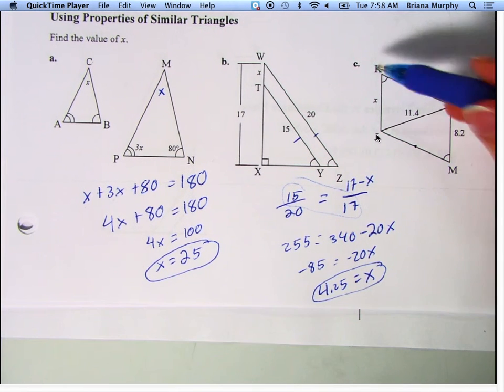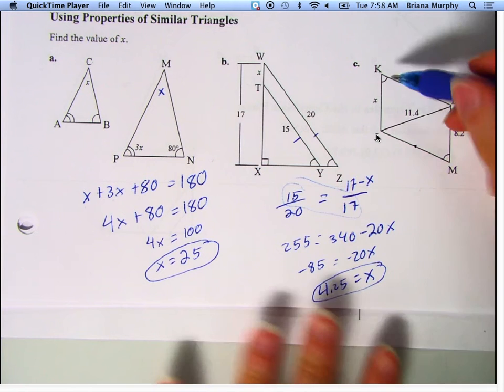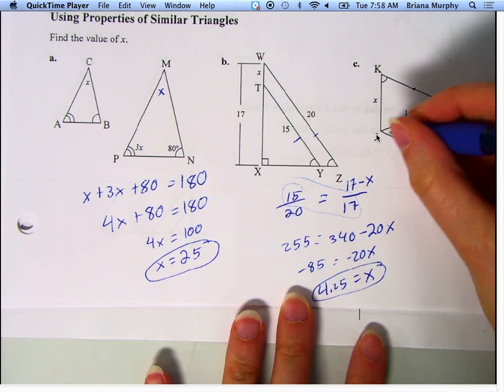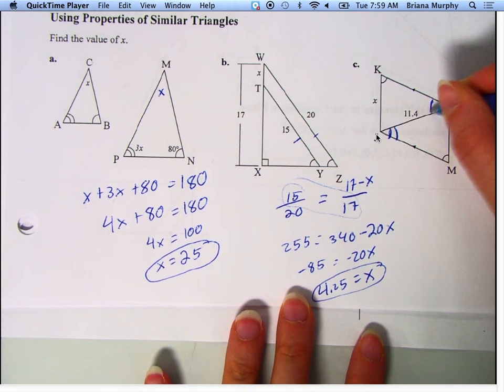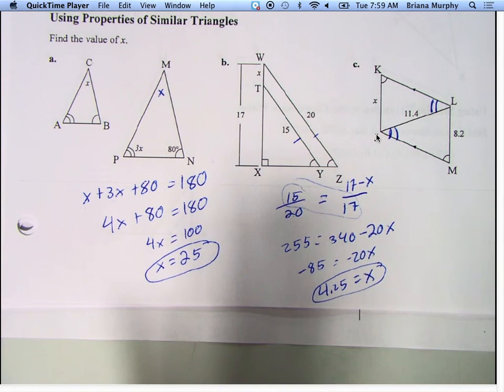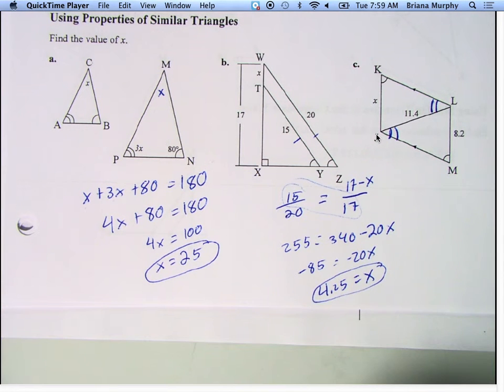We've got K and M are congruent. This is saying that these are parallel. So remember, we also have these angles are congruent. Okay, so first of all, we know they're similar triangles because we have angle, angle. Now the hard part is trying to figure out x.